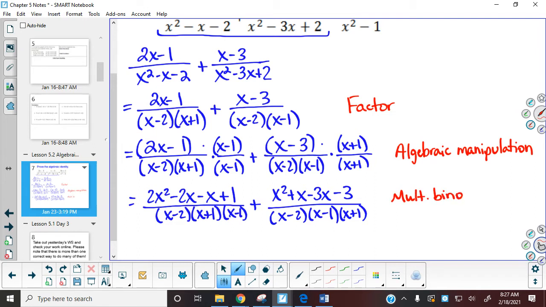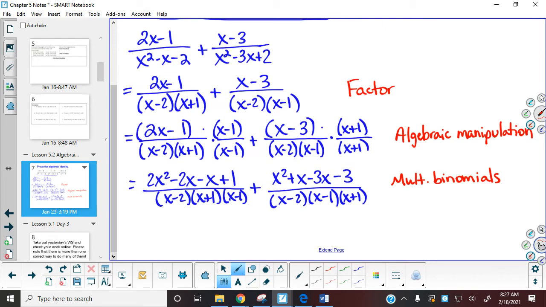You could also say that you FOILed, that's fine. Multiplying binomials is a mathematical way of saying that. FOIL is just an acronym to help you remember how to do it. But either way would be totally fine.